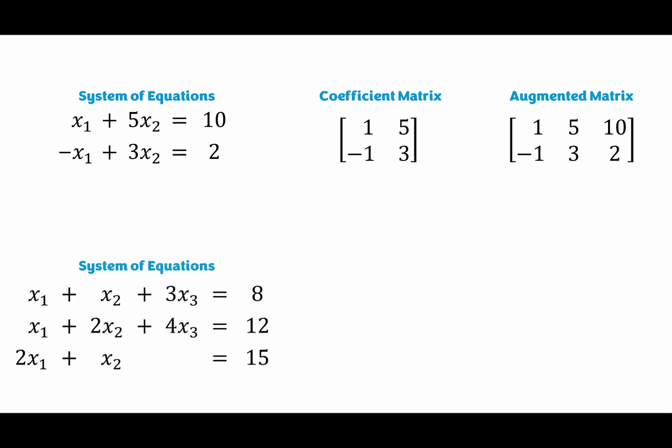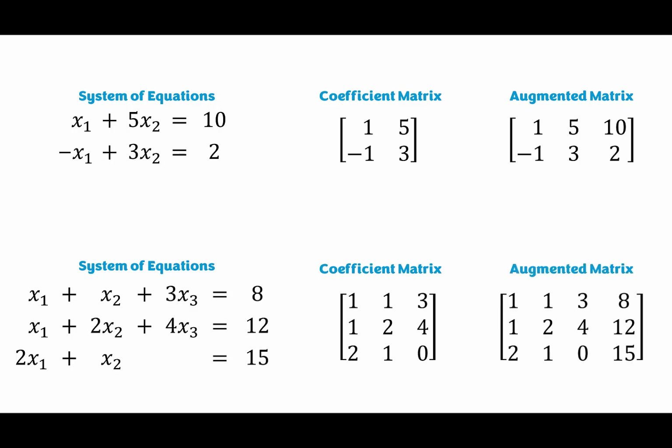Here's another example, 3 equations with 3 variables. Here's the coefficient matrix in the augmented matrix. Let's look at solving this system of 2 equations. Now, to solve a system means we want to find 2 numbers that when we plug those numbers into x1 and x2, it solves both equations simultaneously. So that's what we're looking for.